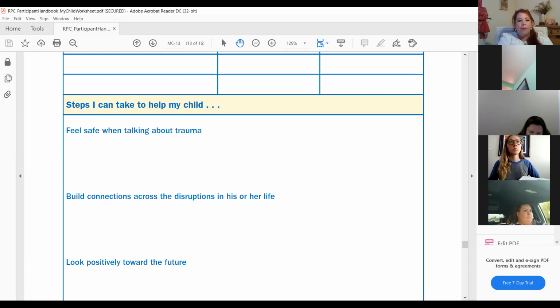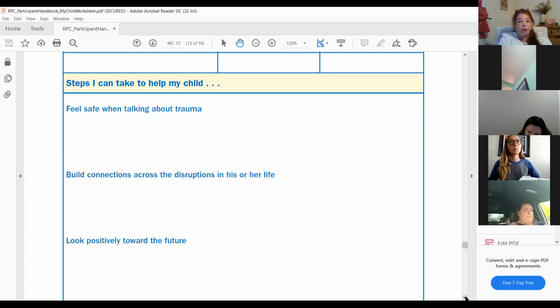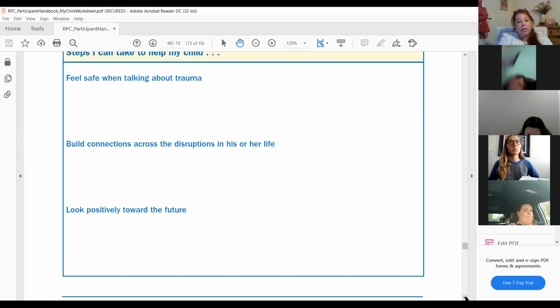And then what areas could you work on to help your child build connections across the disruptions of his or her own life? Maybe you need to work on having more sibling visits. Maybe you need to do a life book and help them see the positives. And then what steps can you take to help your child look positively to the future? What special interests or talents do they have that you can build on?